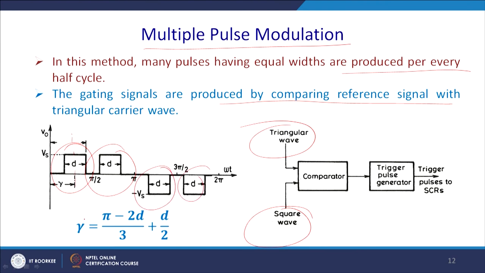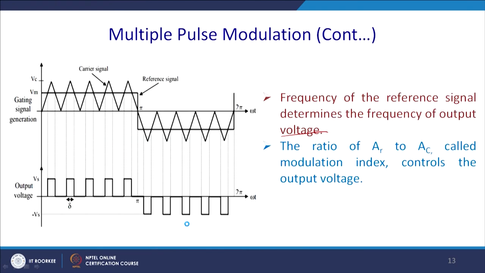So, this lambda is pi by 2 minus 3d plus d. So, this is the case. Now, we can do the Fourier analysis of these circuits and we can see how it will give lower THD. So, this is the case.